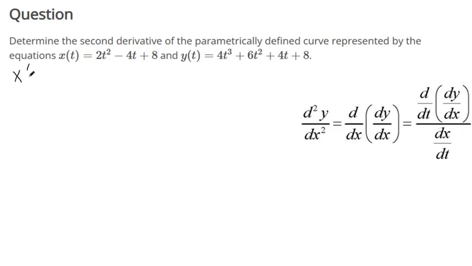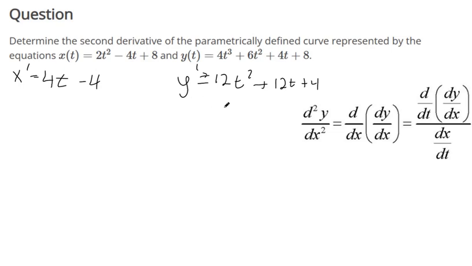Let's start with that. So the derivative of x with respect to t is 4t minus 4. The derivative of y is 12t squared plus 12t plus 4. Just making sure. Yep.